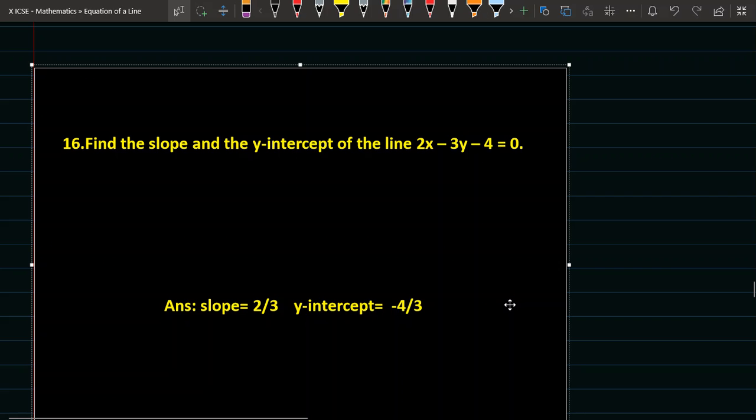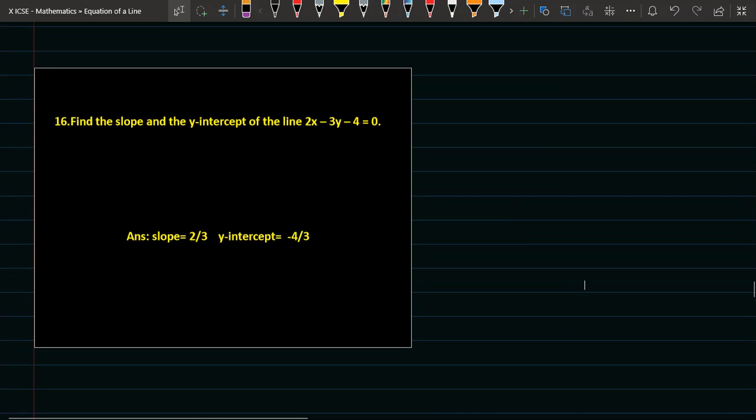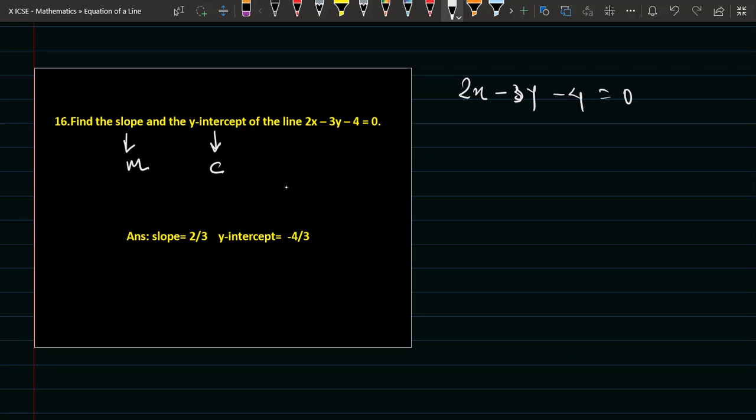So the next question, that is 16th question. Find the slope and y-intercept of the line 2x minus 3y minus 4 is equal to 0. So first we need to find the slope, which is m, and y-intercept, which is c. So any form of equation of a line which involves m and c, y is equal to mx plus c, which is slope intercept form.